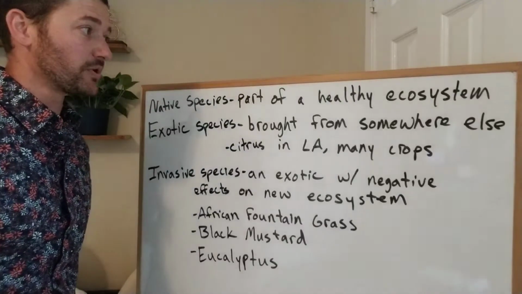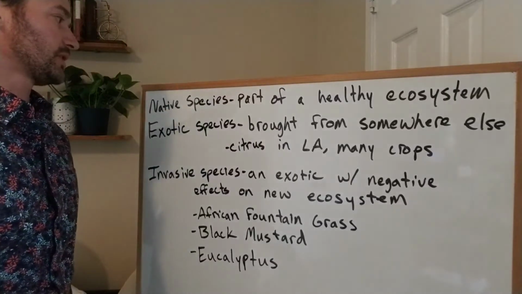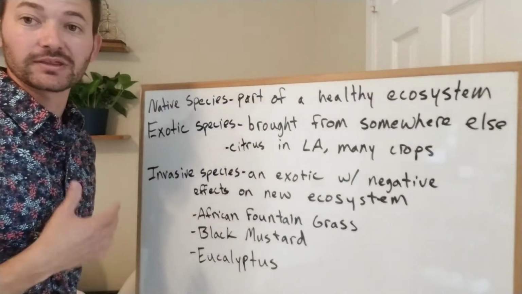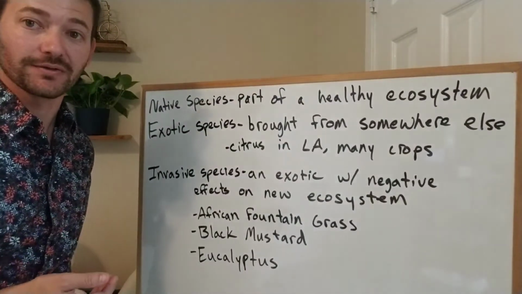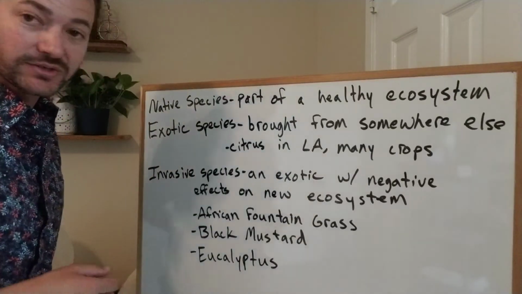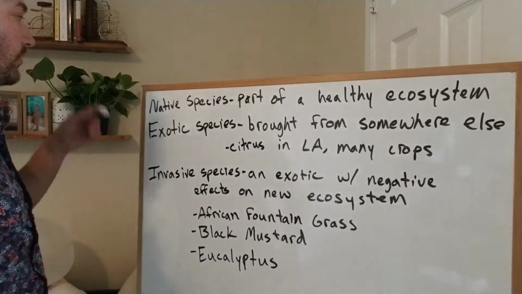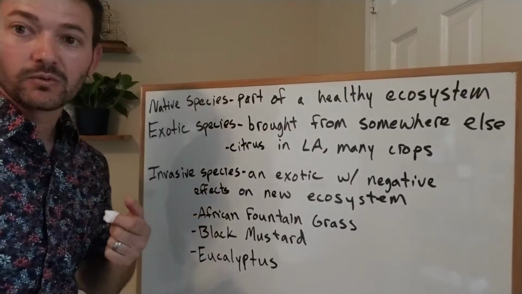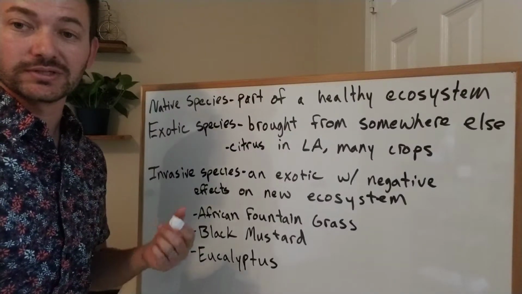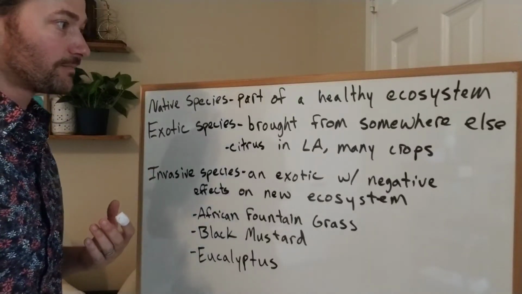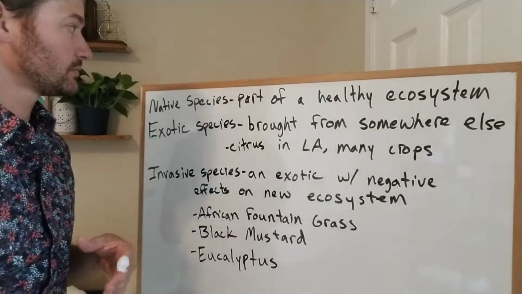The really last part of the chapter is talking about where species come from and what effect they have on ecosystem health, having a healthy ecosystem. So it's kind of three categories of plants based on this. There are native species, which are part of a healthy ecosystem. Usually they evolved in or near that area.